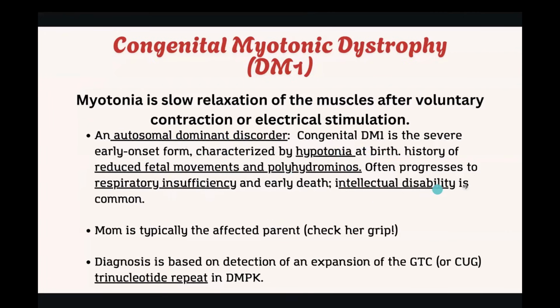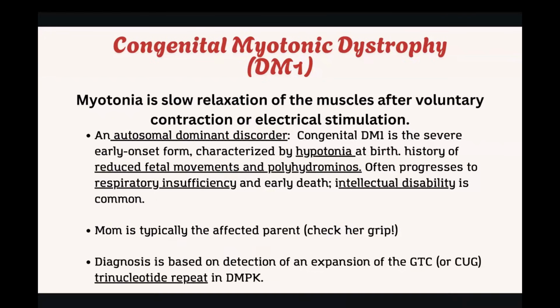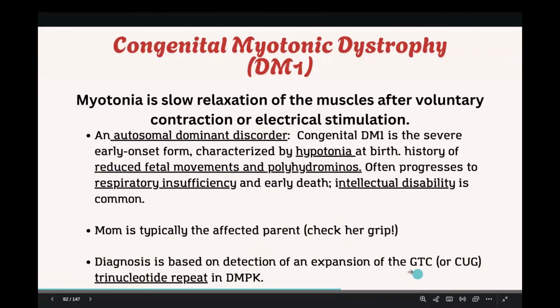Intellectual disability is common. So whenever I am thinking about this disease, I need to assess the mom. I go and check the mother's grip, and most likely I'll find that the mother's grip is weak. So this shows us the diagnosis of congenital myotonic dystrophy. So again, it's an autosomal dominant disorder that presents as hypotonia at birth. There will be a history of reduced fetal movements and polyhydramnios. The mother's grip is going to be affected. So for diagnosis, what we do is that we check an expansion of the CTG. So it has a trinucleotide repeat.